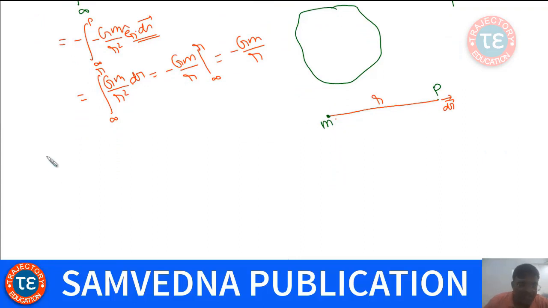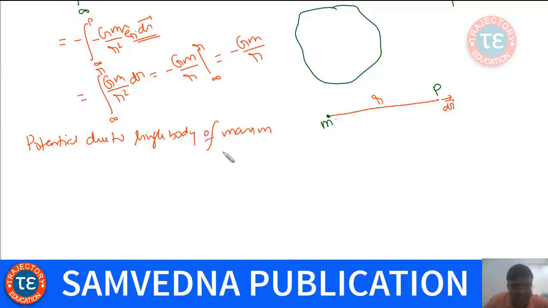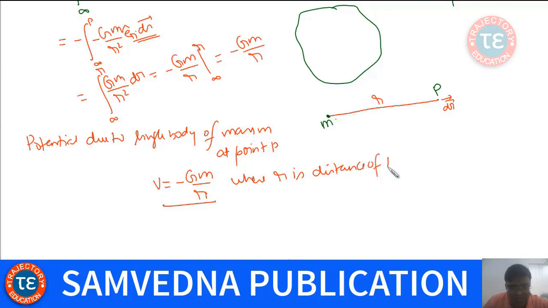The potential due to a single body of mass m at point P is given by minus Gm by r, where r is the distance of point P from the body. So that's how we can find the potential.